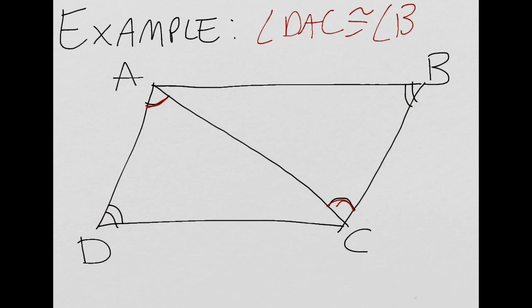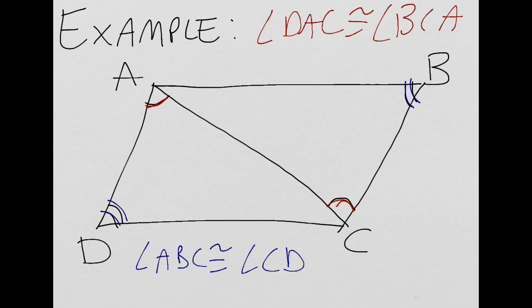Angle BCA. Okay. I also notice that I have this set of congruent angles here, so I can say that in triangle ABC, angle ABC is congruent to angle CDA. Okay, so right now I have two congruent angles. Let's see what other information I can get out of here.